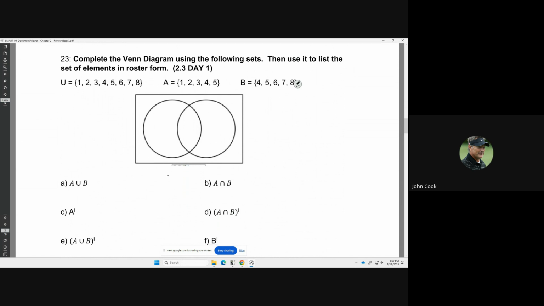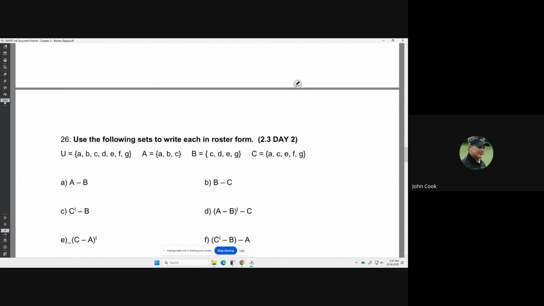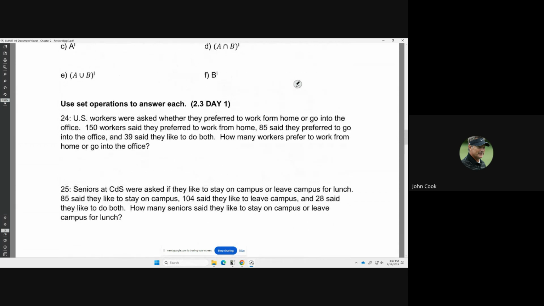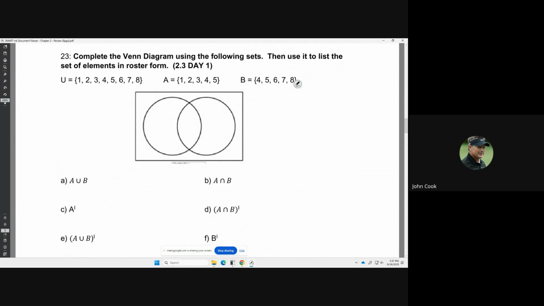So it looks like we got Venn diagrams. This is going to coincide with the 2.3 stuff, it looks like. And then the next page is also going to be about 2.3. Okay, so 2.3 is about Venn diagrams and then putting them together, but then also reading information from them.